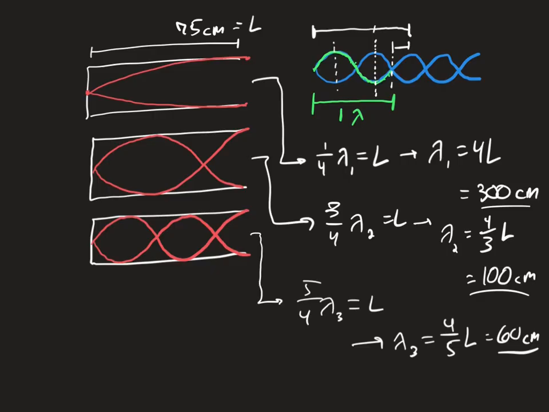Next, what do we have to do? We have to figure out, if the speed of sound is 340 meters per second, what are the frequencies of these things?